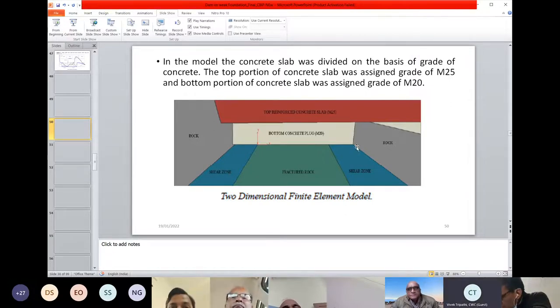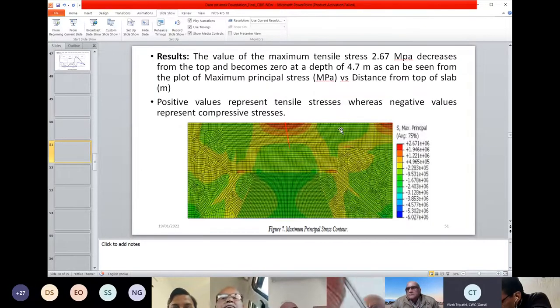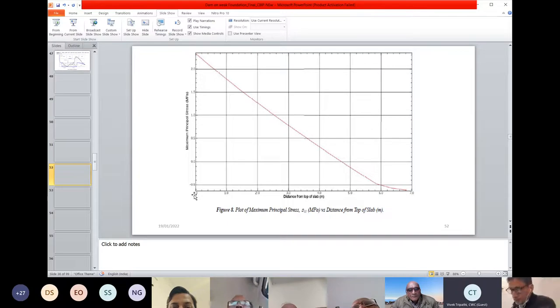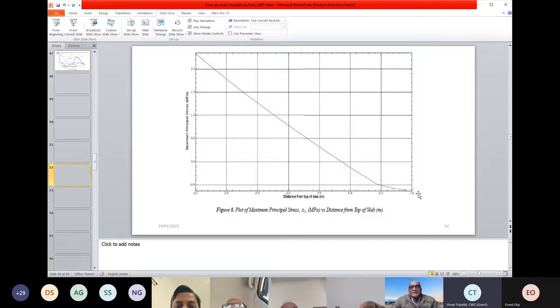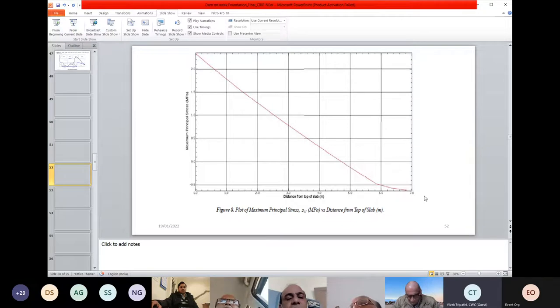So rock, shear zone, fractured rock, then this yellowish one is the concrete plug, and upon this the concrete raft slab. A plane strain model was constructed and analyzed. So these are the results. If you see, the principal stresses were plotted along the depth of the raft. Zero is top, and this is bottom. The thickness of that raft varies from 5.5 meter to 3 to 2 meters. So if we go to the downstream side, the thickness decreases depending on the load. We analyzed at different reaches and provided reinforcement accordingly.